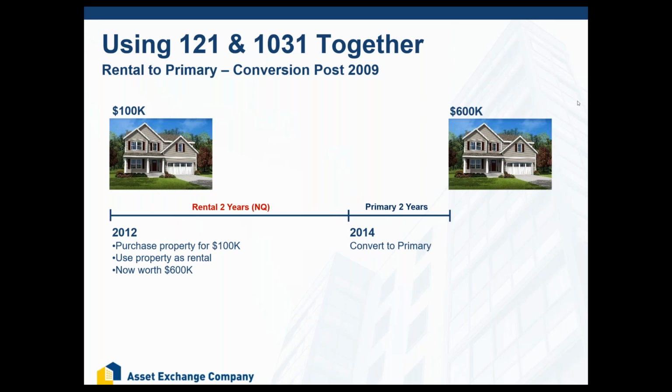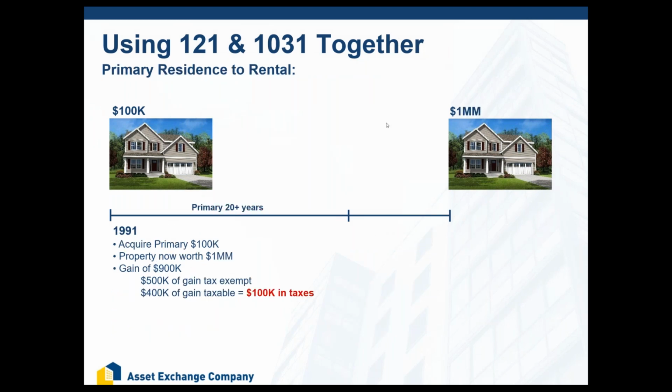Let's move on because I've got some more advanced strategies for you. Check this out. How about, ladies and gentlemen, we do the opposite? We have a home that we've lived in for 20 years. We bought it for $100,000. We're selling it for $1 million, or it's worth $1 million. So we have $900,000 of gain.